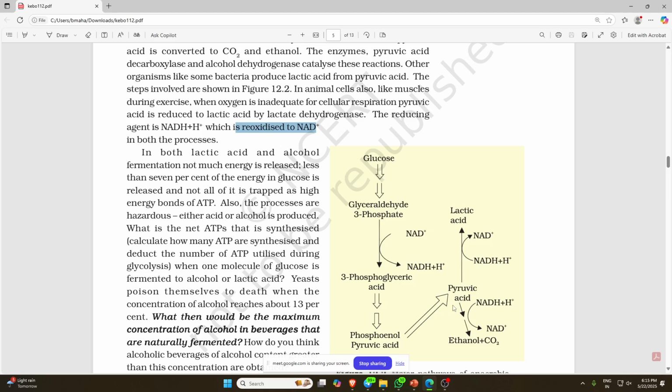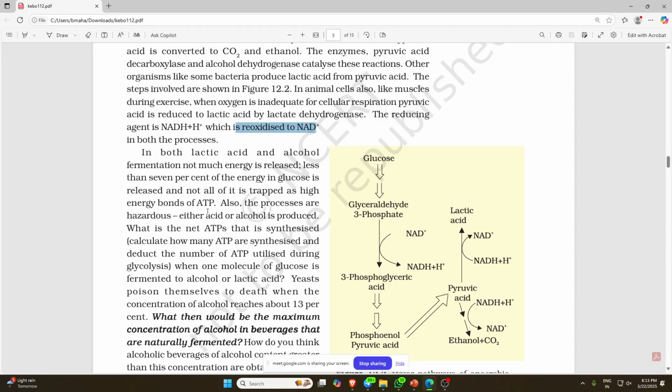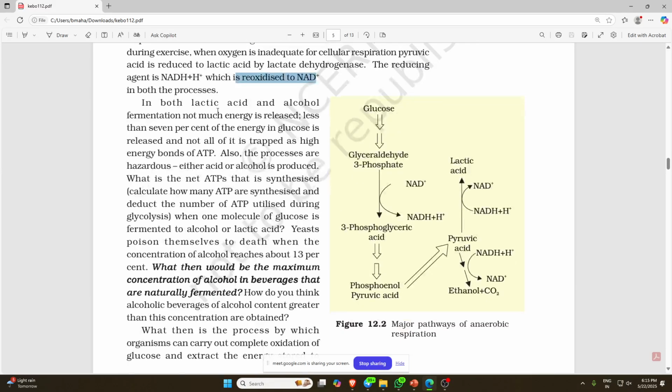In the case of yeast, if oxygen is absent, then it will be ethanol, by pyruvic acid decarboxylase or alcohol dehydrogenase. In both lactic acid and alcohol formation, not much energy is released. Less than 7% of the energy in glucose is released, and it is trapped as high energy bonds of ATP. Also, the processes are hazardous, as either acid or alcohol is produced.